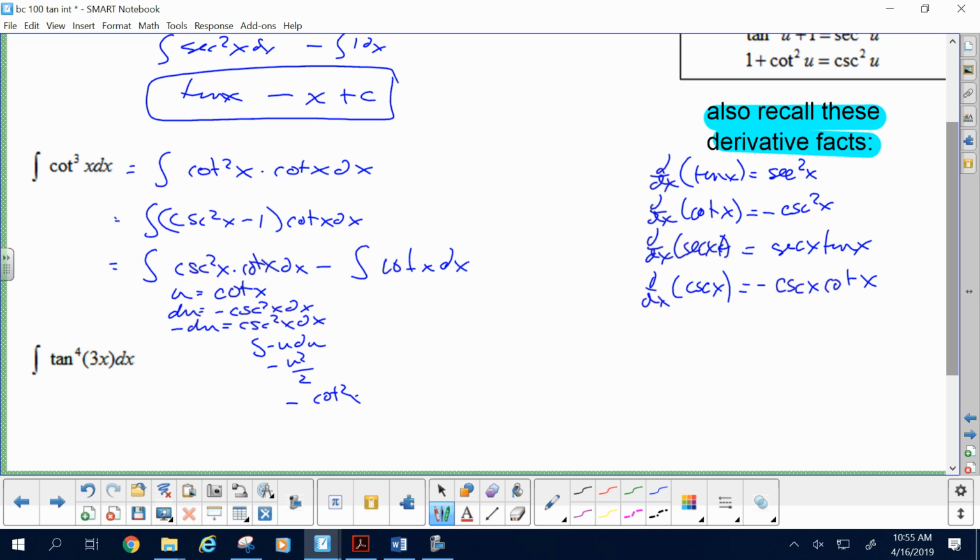Cotangent squared over 2 for the first antiderivative. The second one, we just learned that. You have a really bad short-term memory if you don't know how to antidifferentiate cotangent. Just shift your little eyeballs to the top of your paper. What's the antiderivative of cotangent?